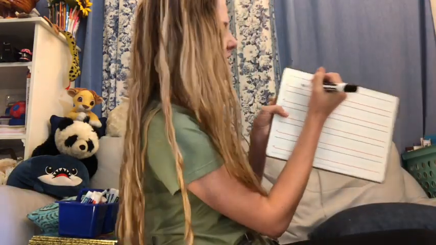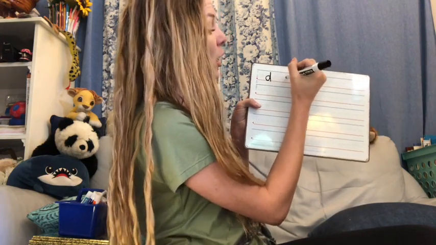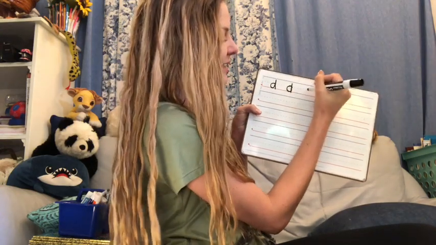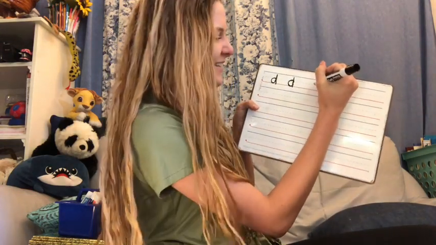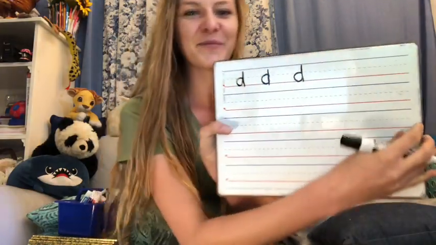Around like a C, up, down, D. So go ahead and do it with me with a writing tool. Around like a C, up, down, D. I hope you're saying it with me. Around like a C, up, down, D.